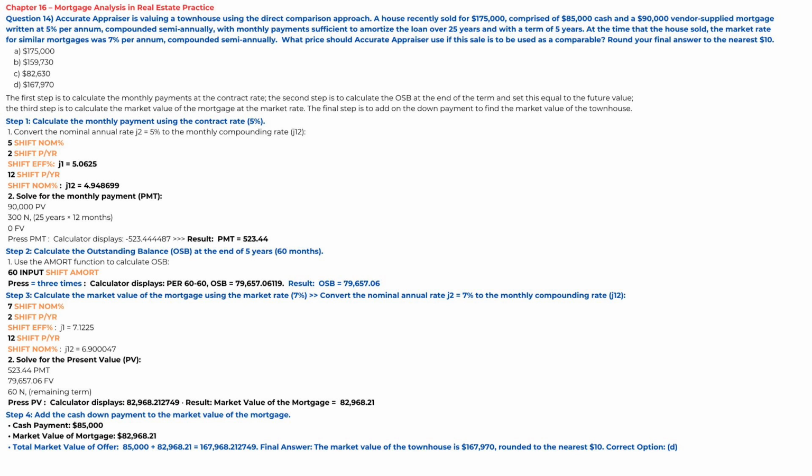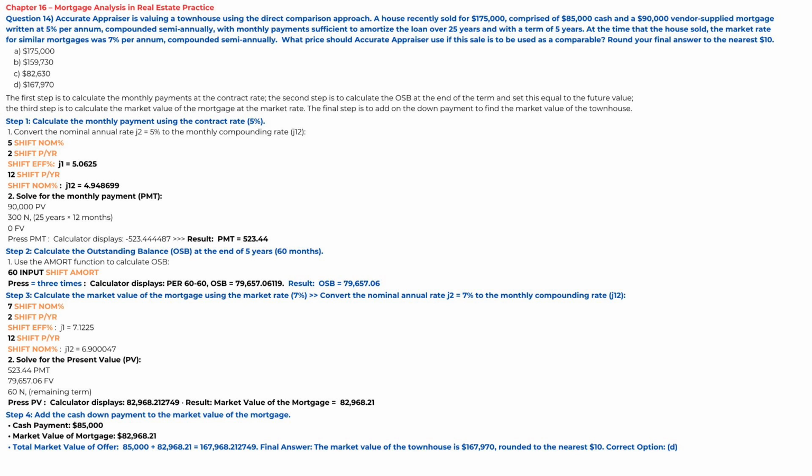Step 1. Calculate the monthly payment using the contract rate, 5%. Convert the nominal annual rate, J2 equals 5%, to the monthly compounding rate, J12. 5 Shift NOM 2 Shift P/YR, Shift Effective, J1 of 5.0625. 12 Shift P/YR, Shift NOM, calculator displays 4.948699, J12. Solve for the monthly payment, PMT, 90,000 PV, 300 N, 25 years times 12 months, 0 FV. Press PMT, calculator displays negative 523.44487. Enter 523.44, then press plus and minus sign, and then press PMT to round off the payment.